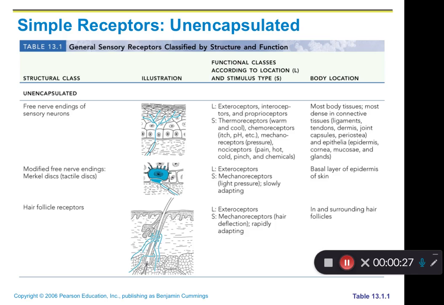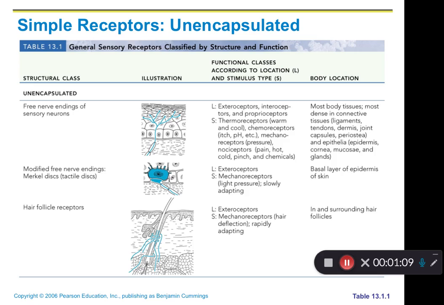Actually, we have several different receptors that can detect different sensations. We can classify those receptors into two categories. The first category is unencapsulated receptors. For the unencapsulated receptors, we have the free nerve ending of the sensory neuron. Okay, so we can see here.